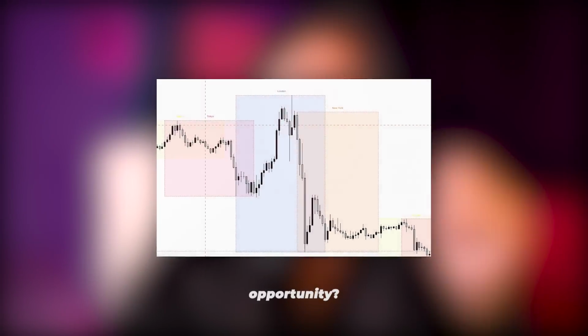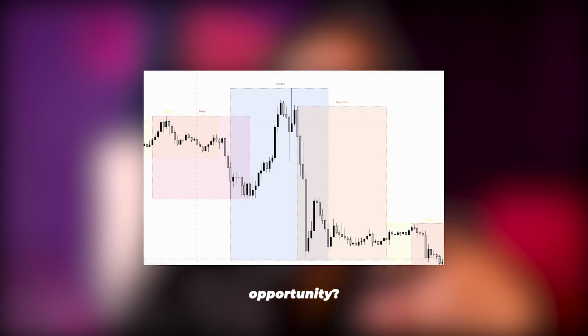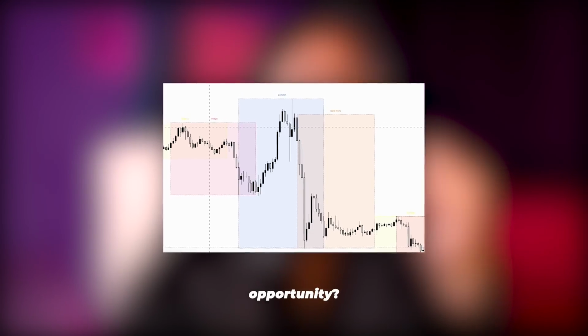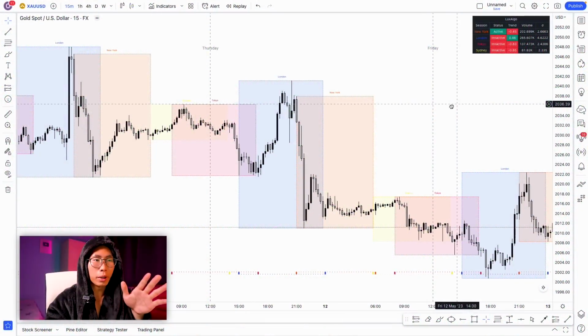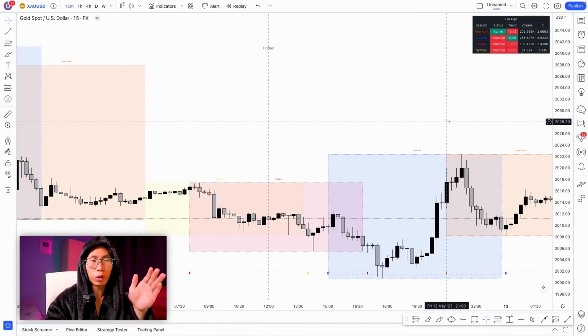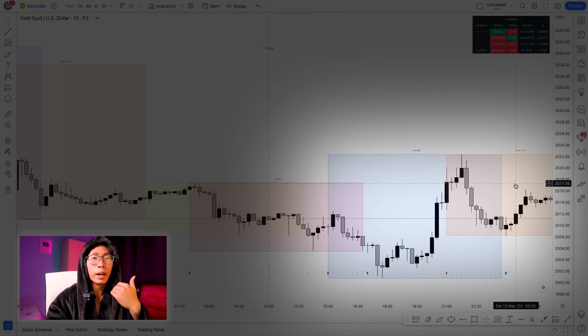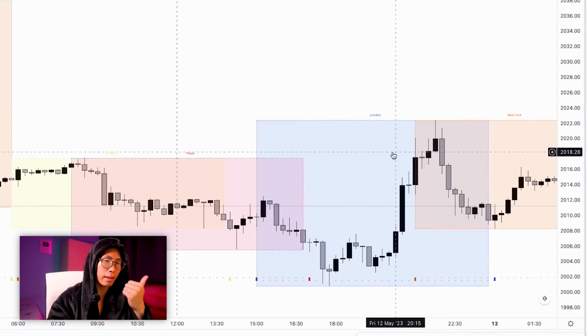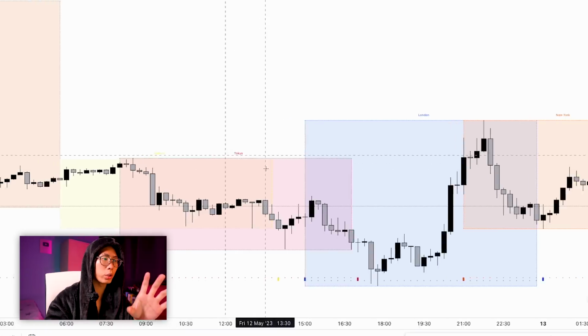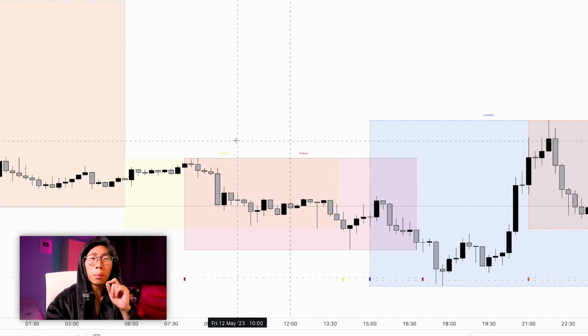So all of these are just some examples of how the different currency pairs will move differently during each session. The reason why this is so important is that whichever trading session your favorite currency pair moves the most in, giving you the most amount of opportunity, you want to trade during that session. So for example, if EUR/USD is going to move a lot and give you the most opportunity during the London session and the New York session, then guess what? I'm going to be trading either the London or the New York session, which means during the Tokyo or Sydney session, I will not be trading.